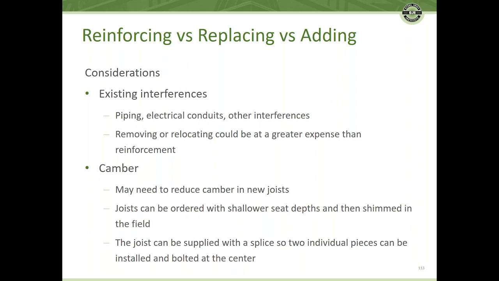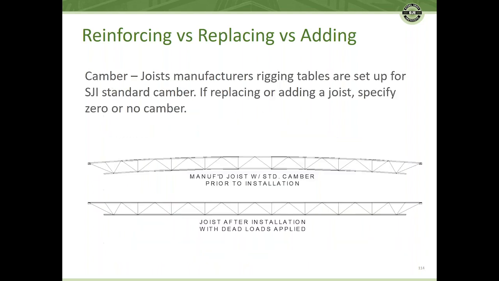Joists can be ordered with a shallower seat depth so that they can get into the bearing and then be shimmed up in the field, and joists can be supplied with a center splice, so that there are two individual pieces that can be installed and bolted together, so that they're a little bit easier to handle, particularly in buildings that are occupied or that you have a lot of interferences with.